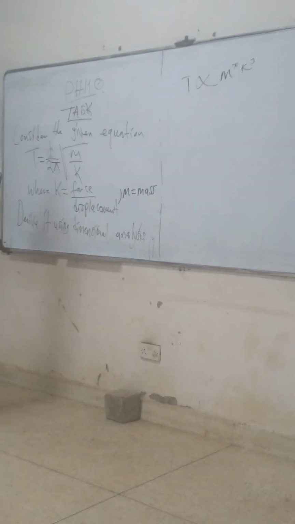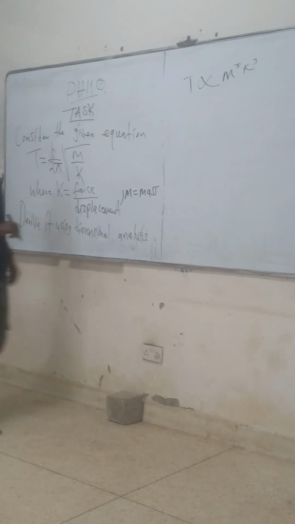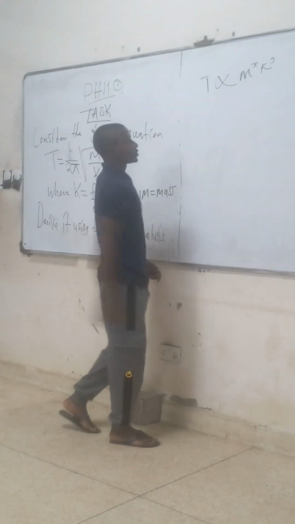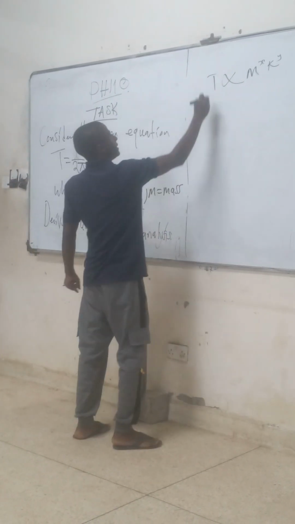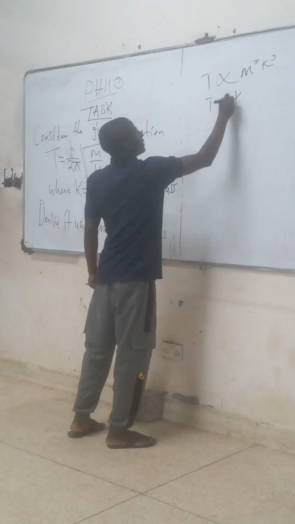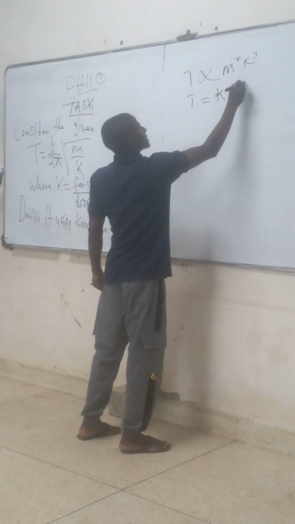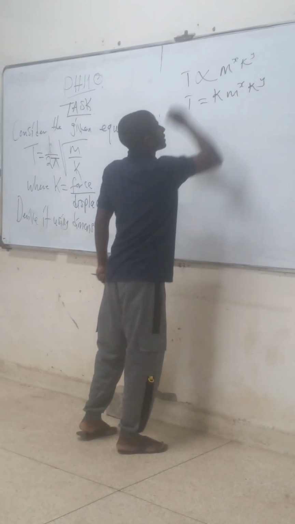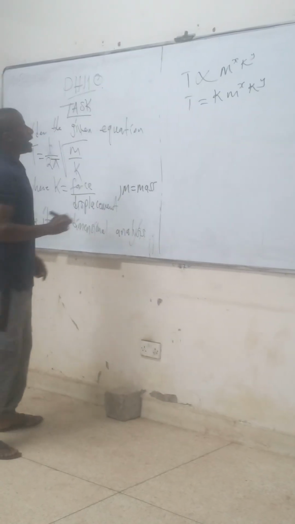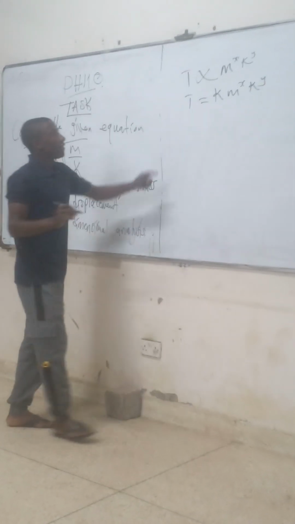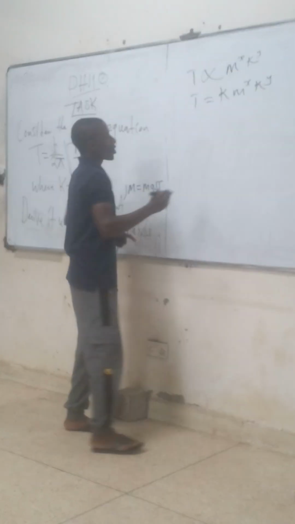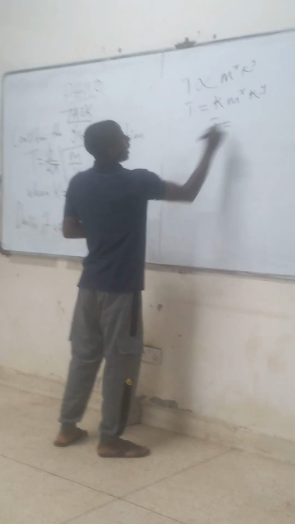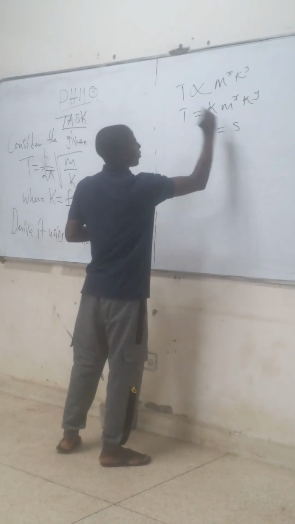So what I'm going to do there, I'm going to introduce the equal sign, and then I'm going to introduce k, which is the constant also. So that is T = k m^x k^y. Now this is period, and the SI unit for period is the second. So I'm going to write T, and then the SI unit, that is the second.